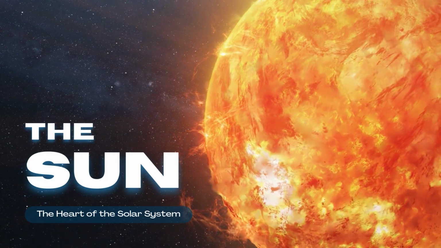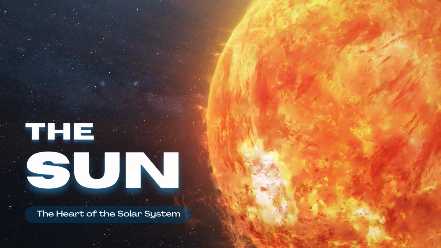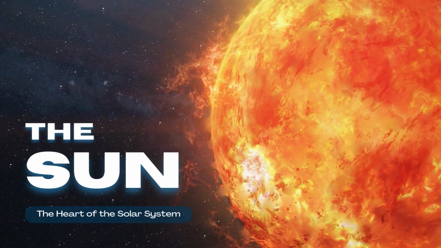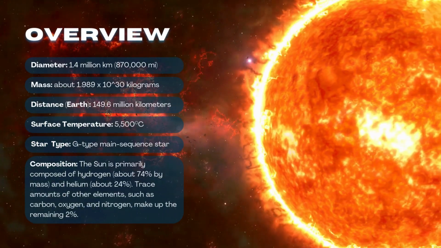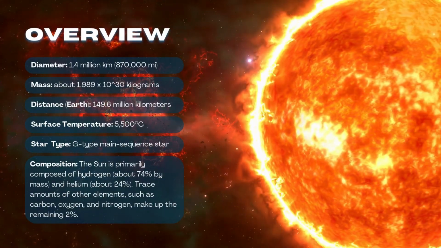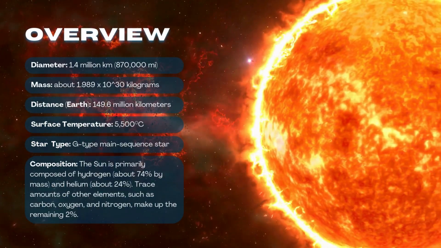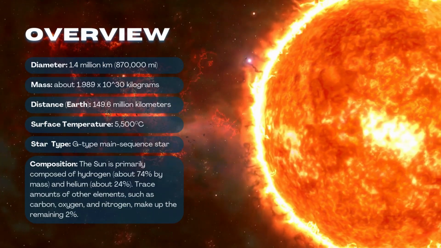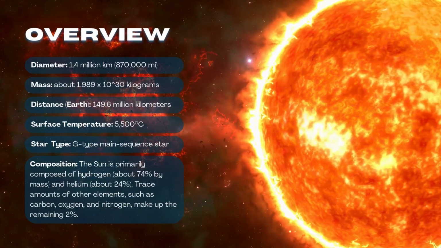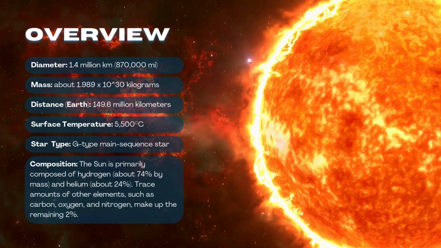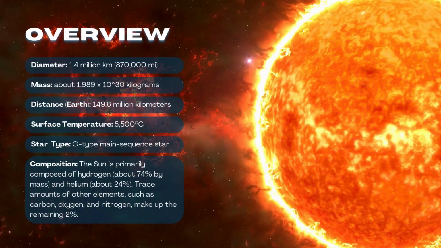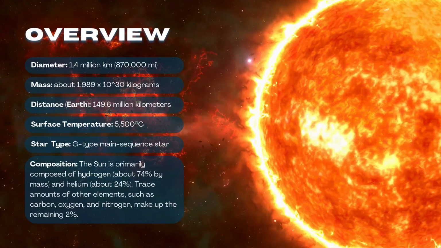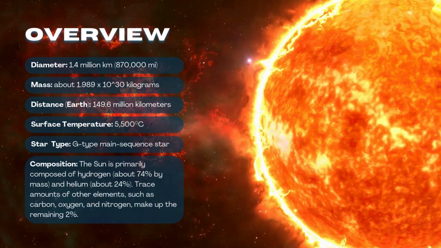The Sun. The heart of the solar system. Overview. Diameter, 1.4 million km, 870,000 miles. Mass, about 1.989 × 10^30 kilograms. Distance, Earth, 149.6 million kilometers. Surface temperature, 5,500 degrees Celsius. Star type, G-type main sequence star.